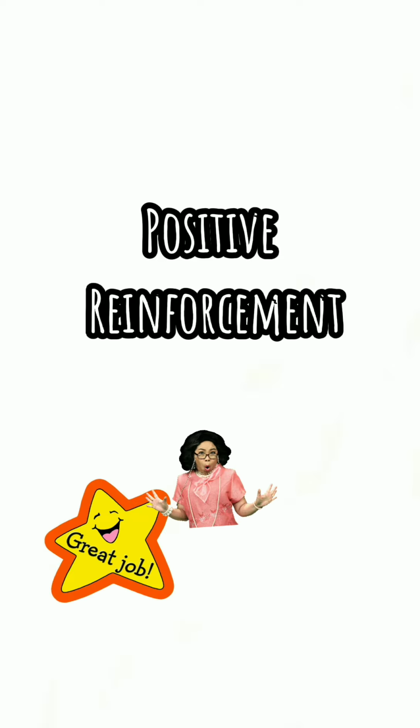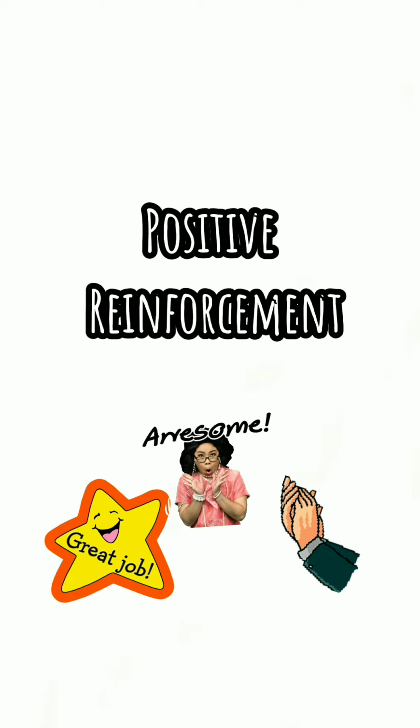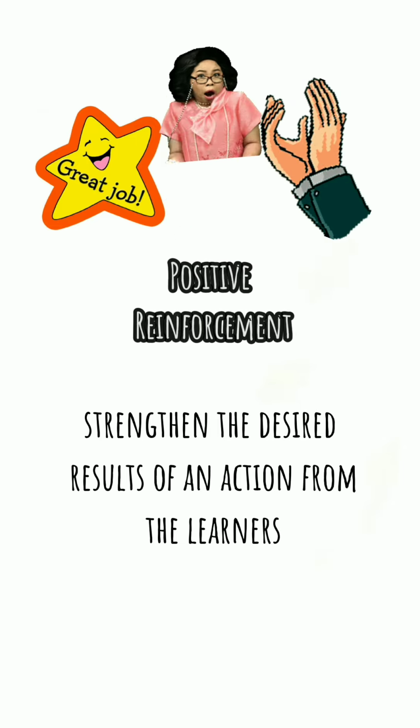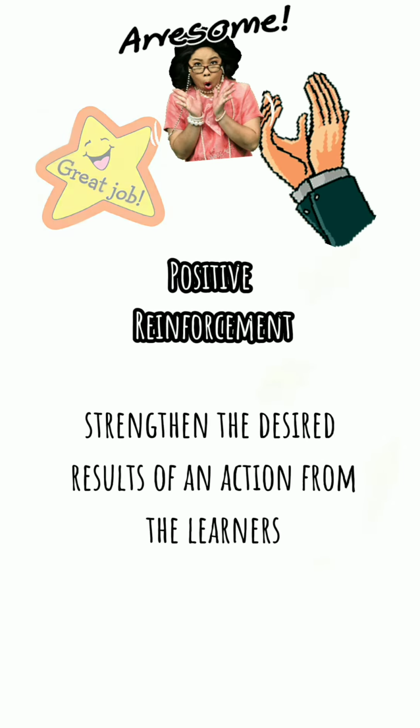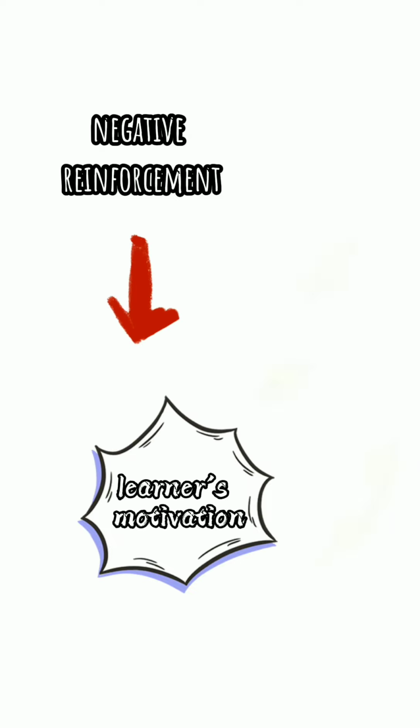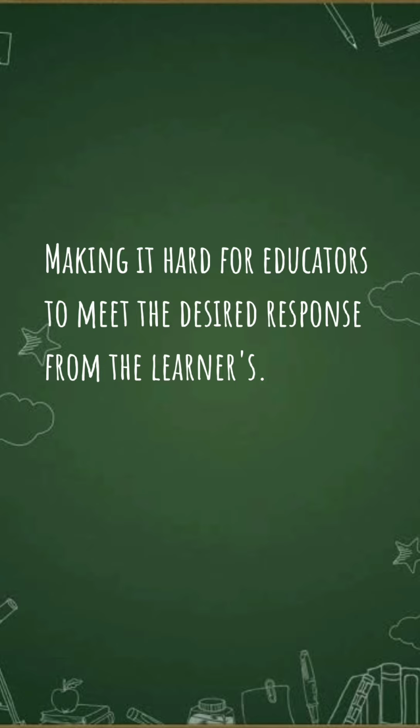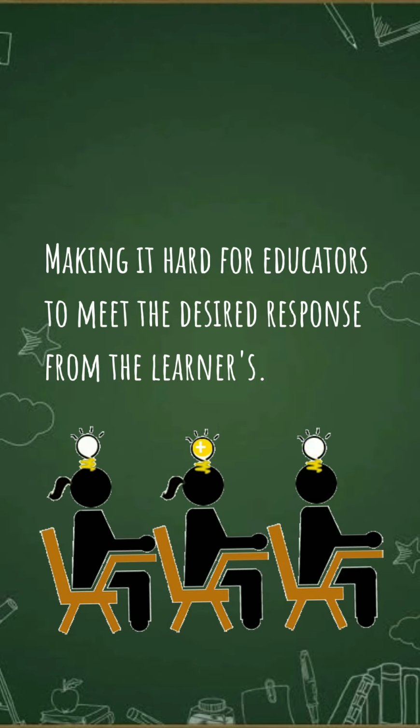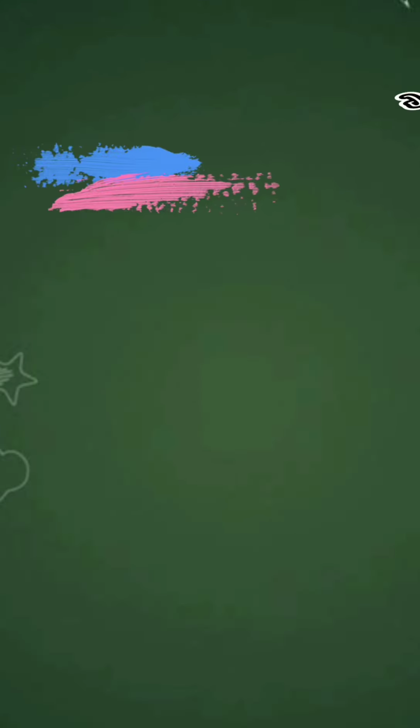Behaviorism's approach to learning centers around constant repetition of tasks with feedback from the facilitators. Positive reinforcement such as compliments, signs of satisfaction, or applause can strengthen the desired results of action from the learners, while negative reinforcement can decrease the learner's motivation to learn, thus making it hard for educators to meet the desired response from the learners.